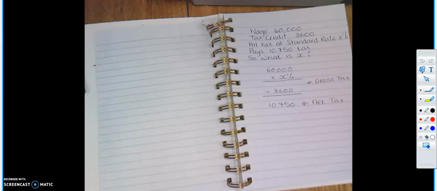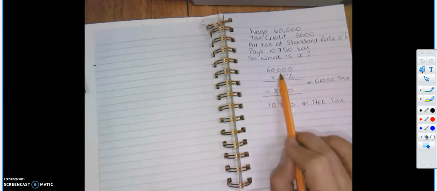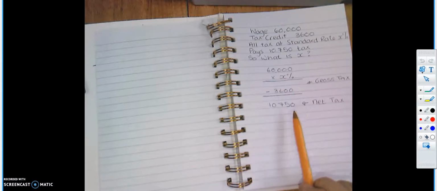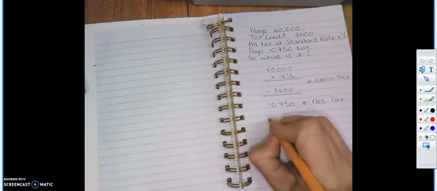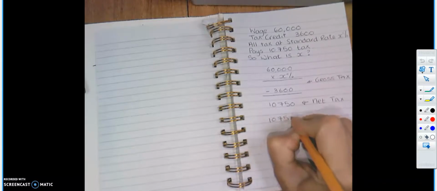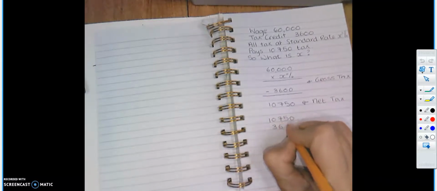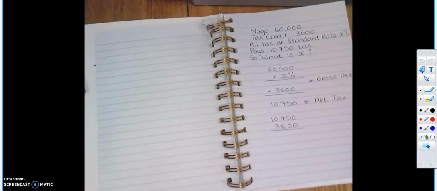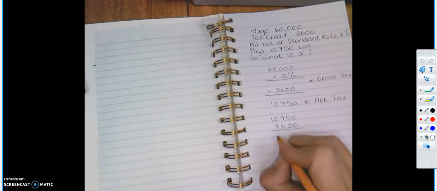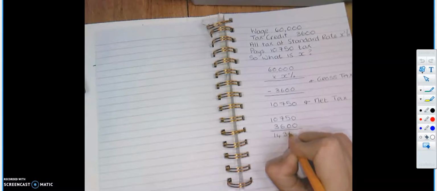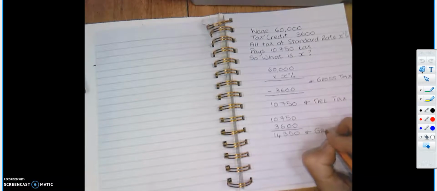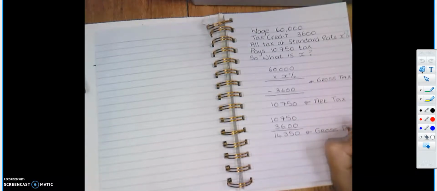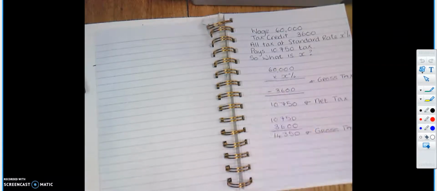What we are doing basically in the sum is we are going to work backwards up the sum to work out what this percentage is. So normally we subtract our 3,600, but this time we are going to add it on. So if we have 10,750 and we add 3,600 to it, that will give us 14,350. So 14,350 is the gross tax.